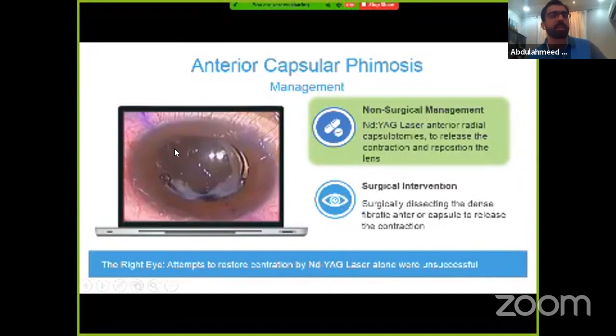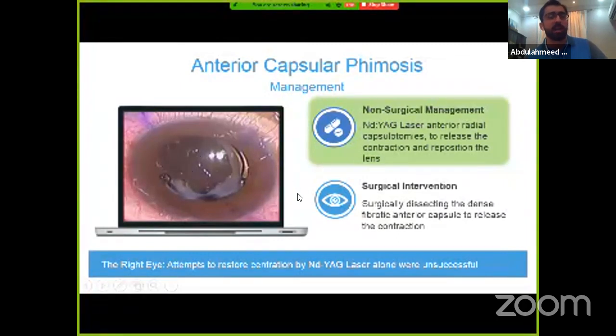However, for the right eye, after doing multiple YAG cuts, around 4 in this area and 2 more here, despite enlarging the phimotic capsular size, the IOL was still decentered superiorly, as you can see here. The haptics were deformed and distorted and folded over the optic, pushing the whole IOL backward, causing a hyperopic shift as well.